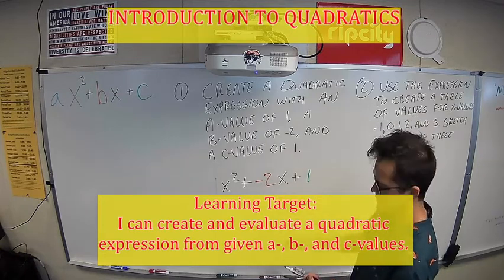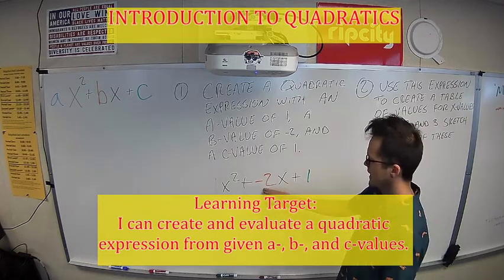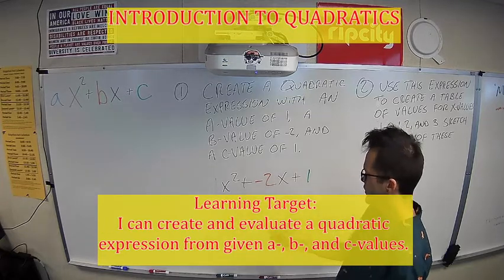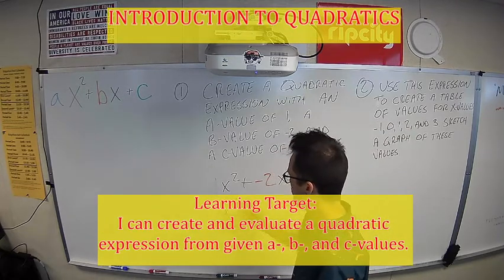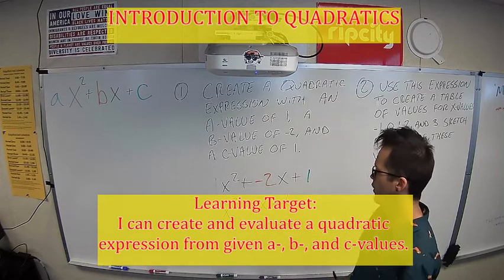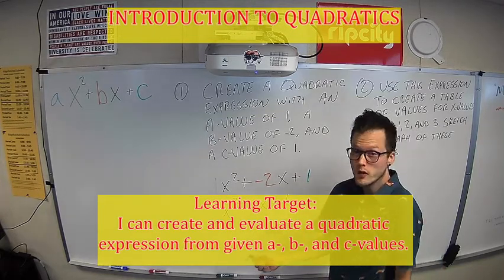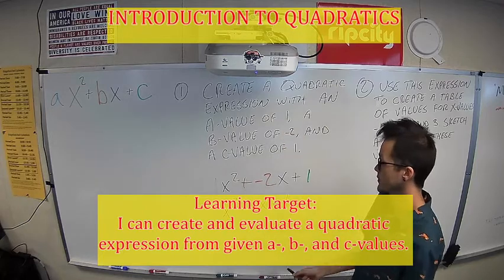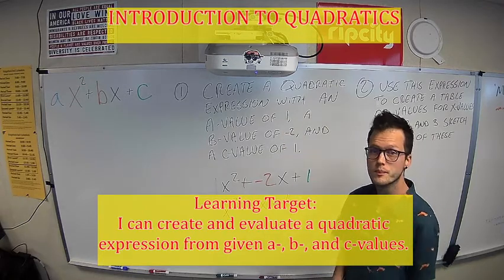Okay, we can clean this up just a touch because it's weird to add a negative, and this 1 is extra information we don't necessarily need. So our quadratic is x squared minus 2x plus 1. So we've created a quadratic with a given a, b, and c value. Sweet, we're done with that piece of the puzzle.